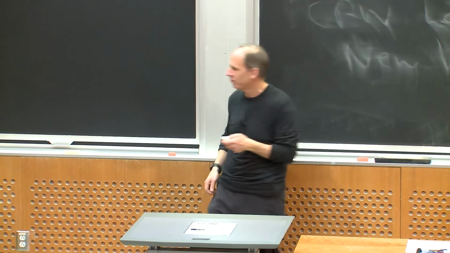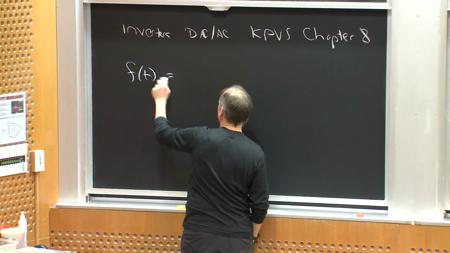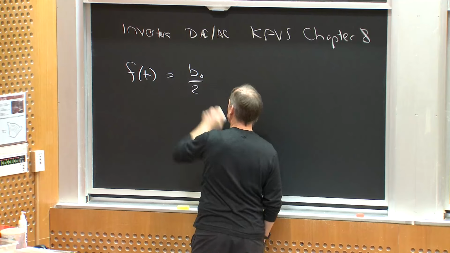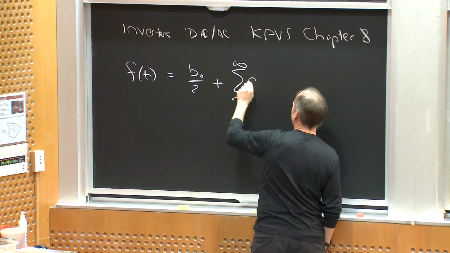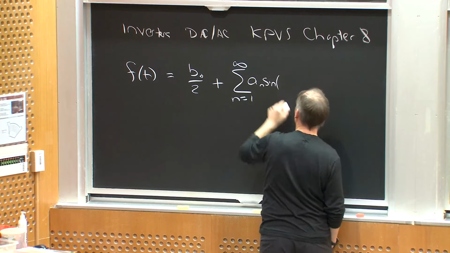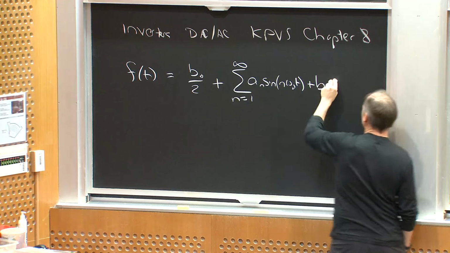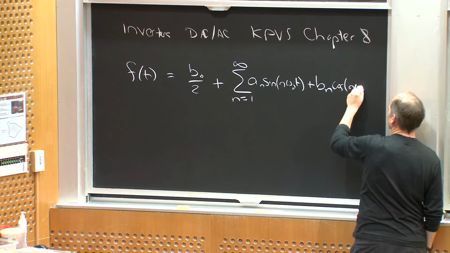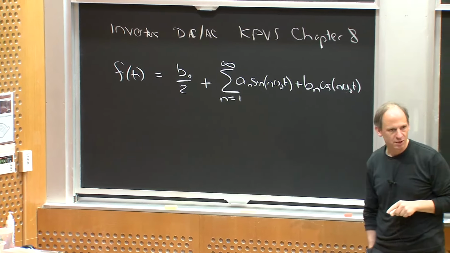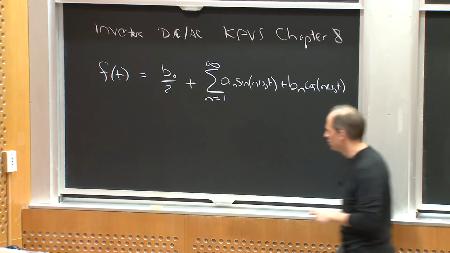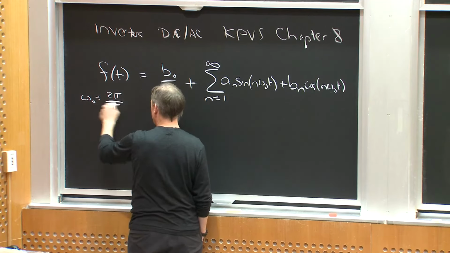So if I have a periodic waveform, f of t, I might express that as some DC term plus the sum from n equals 1 to infinity of a sub n sine of n omega naught t plus b sub n cosine of n omega naught t, where omega naught is the angular frequency associated with the fundamental period capital T. So omega naught is equal to 2 pi over the period.